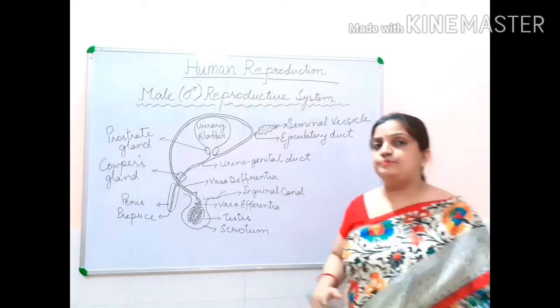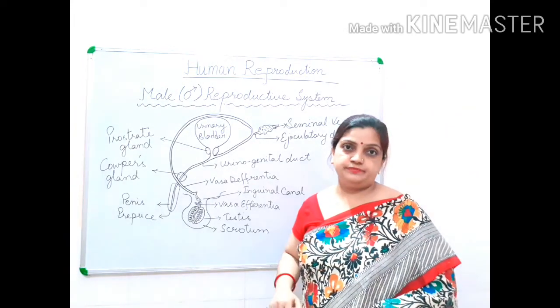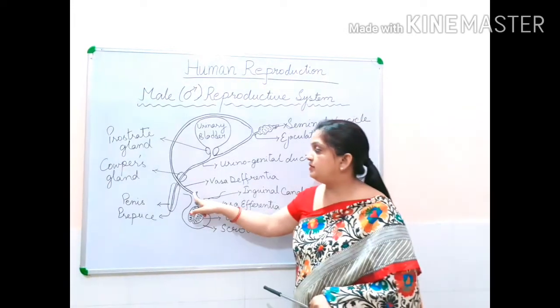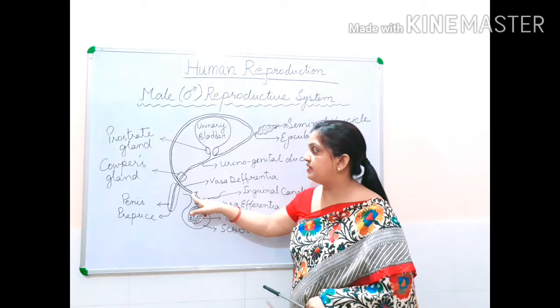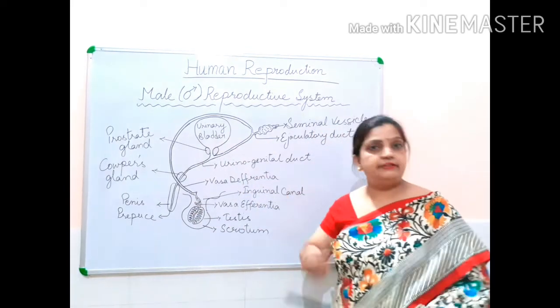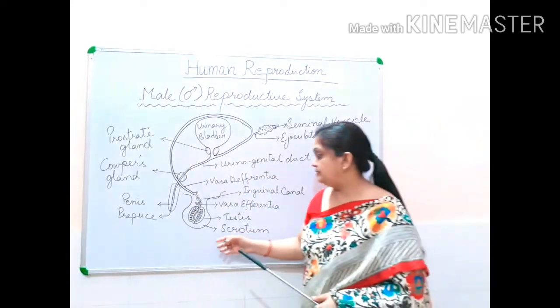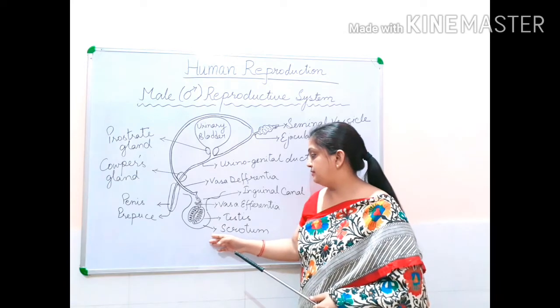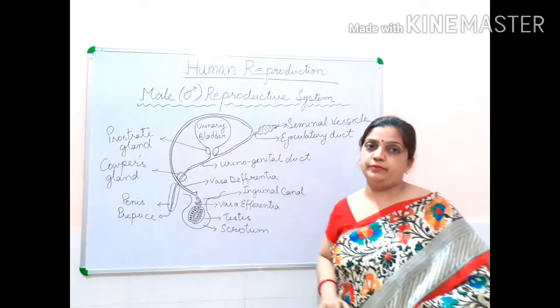Now, extra-abdominal and intra-abdominal. The parts from vasa deferentia onwards are all intra-abdominal parts, and the scrotum is the extra-abdominal structure.